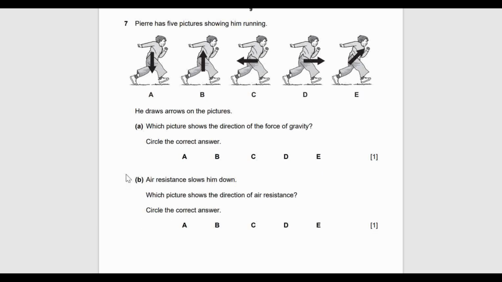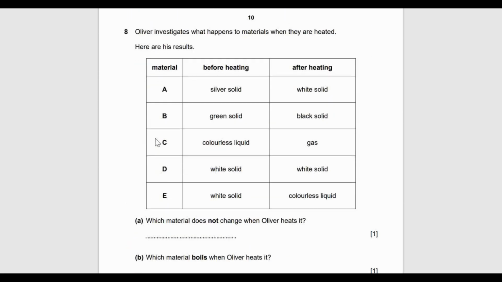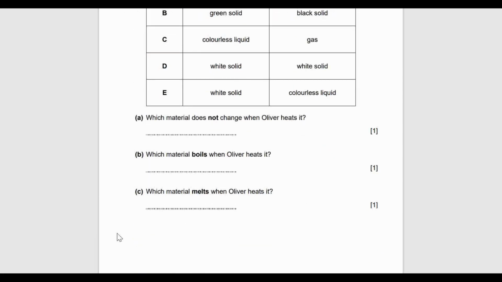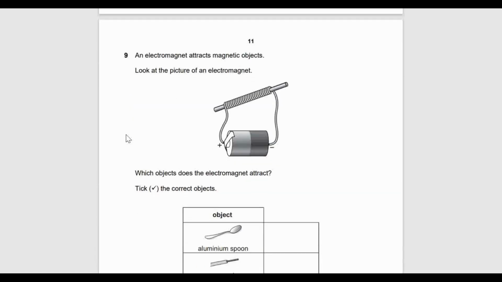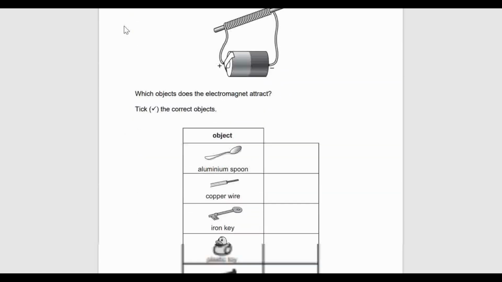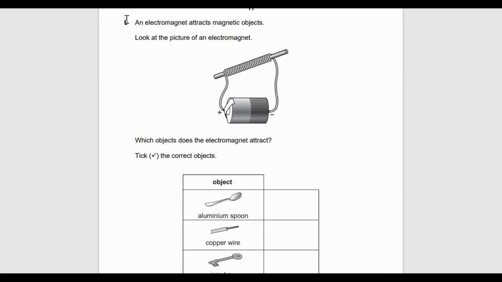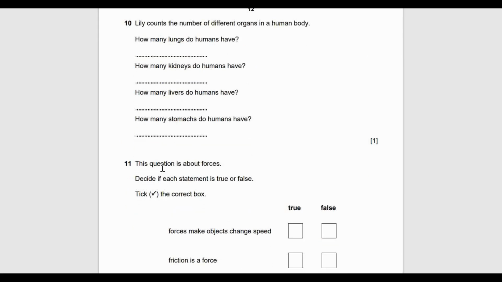Then this is question 8A and B. And this is 8C. This is the table for question 8, and let's move on to question 9. This is question 9, followed by question number 10 and 11.